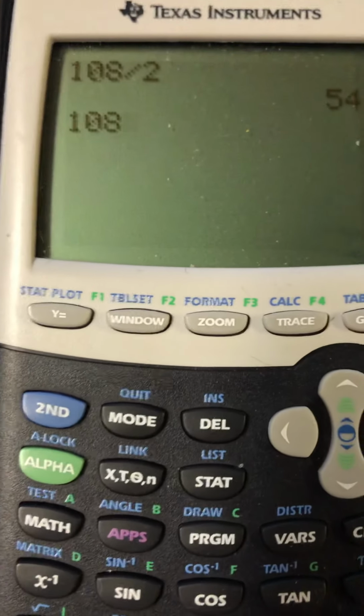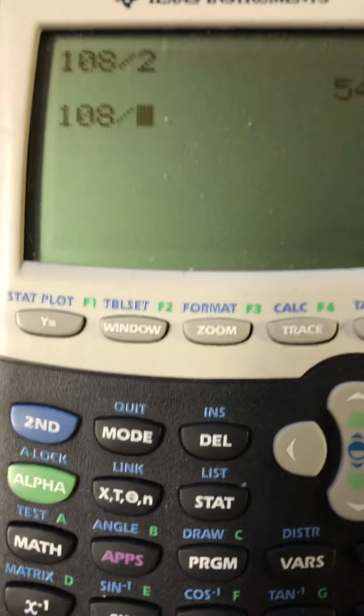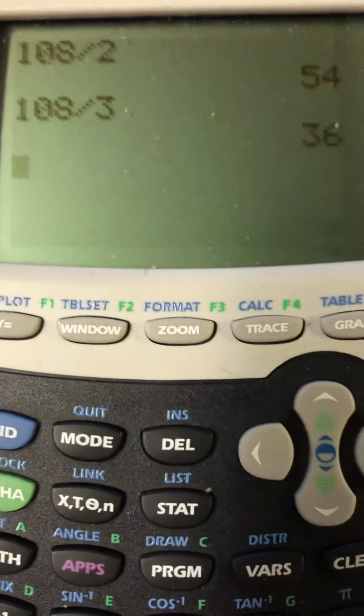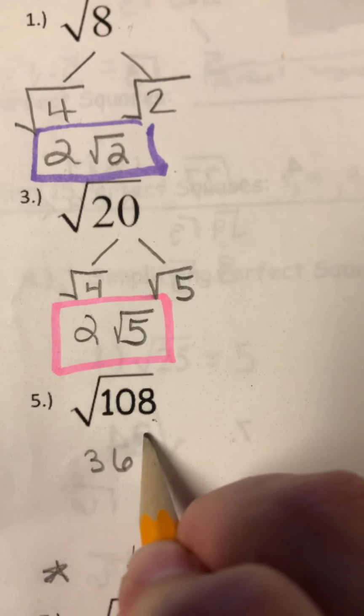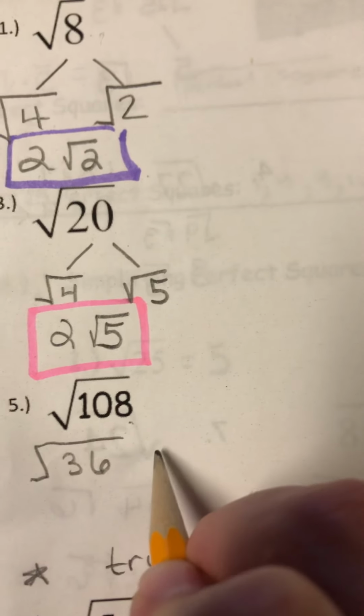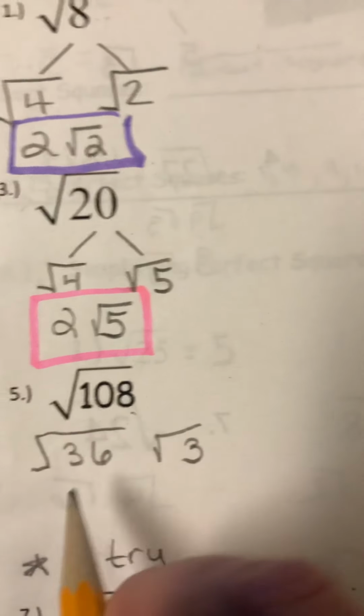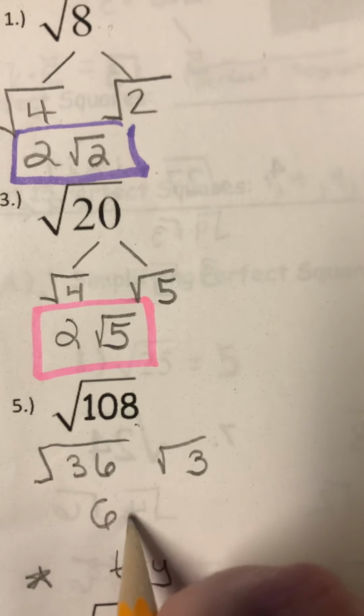So try the next integer after 2, 3. Take 108 now, divide by 3, and guess what? 36 is in the list. So I will put the 36 out here in front. That's the square root of 36. And then we're going to break it down using 36 and the 3. The square root of 36 is 6, and the square root of 3 stays.